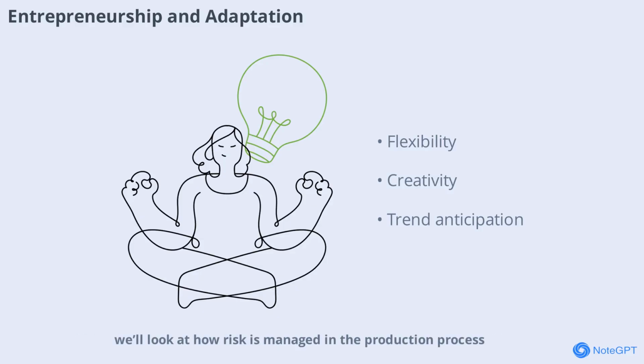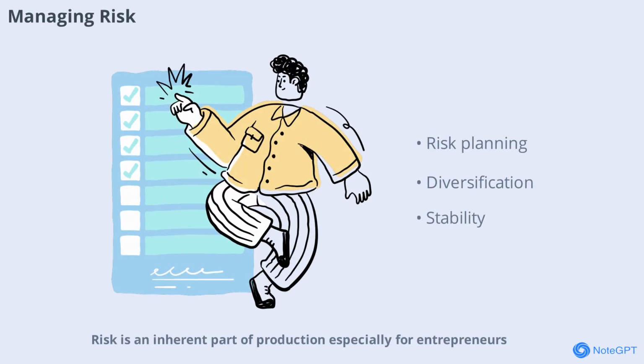Next, we'll look at how risk is managed in the production process. Risk is an inherent part of production, especially for entrepreneurs. Market fluctuations, technological changes, and unexpected events can all impact success. Effective risk management involves careful planning, diversification, and sometimes insurance. By understanding and preparing for risks, businesses can protect their investments and ensure stability.